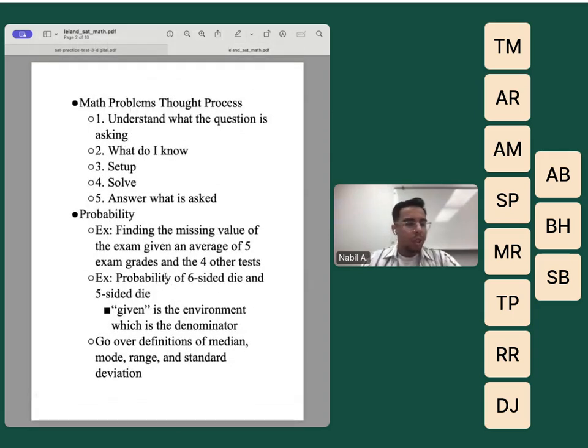So, let's just say you're given a six-sided die, or even a five-sided die. But let's just stick to this example, a six-sided die. What is the probability of rolling a two or a three, given that you have a six-sided die? Put your answers in the chat, what you guys think. So, what is the probability of rolling a two or a three given that you have a six-sided die?